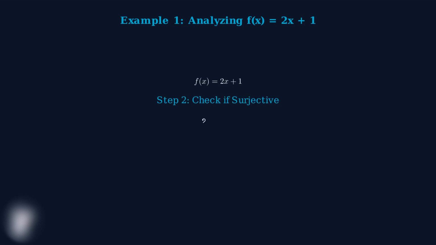Now let's check if the function is surjective. For any real number y in the codomain, we need to show there exists an x such that f of x equals y. Let's solve 2x plus 1 equals y for x. Subtracting 1 from both sides gives us 2x equals y minus 1. Then dividing by 2, we get x equals y minus 1 over 2. This shows that for any y value, we can always find a corresponding x value.